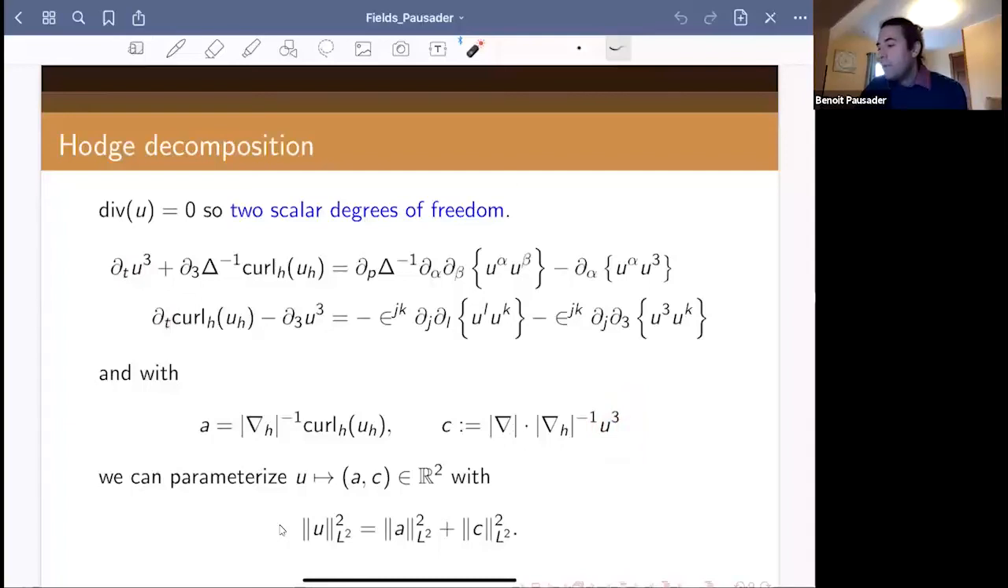And so after that, you need to play a little bit with them. But if you make them at the same level as U, then you get this nice property that you would want for a Hamiltonian system, that your Hamiltonian, the kinetic energy, decomposes exactly as the sum of the squares of the two unknowns that you have. And in addition, A and C parameterize U, in the sense that if you know A and C, you can easily recover U.